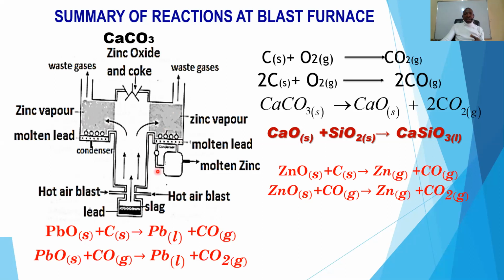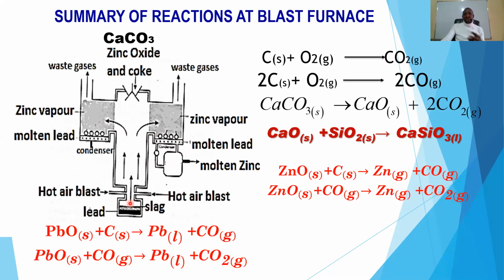When you get to the condenser here, you're able to see the zinc vapor on top. We're going to have the molten lead at the bottom. In that kind of scenario, the molten lead will be formed at the bottom.